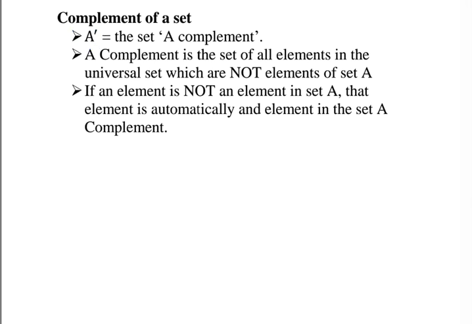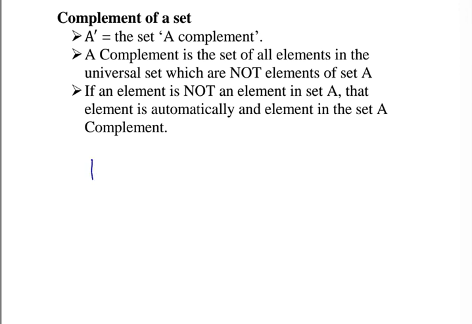Now, A complement is the set of all elements in the universal set which are not elements of set A. If an element is not an element in set A, that element is automatically an element in the set A complement. Now let us see how we would represent or illustrate A complement on a Venn diagram.